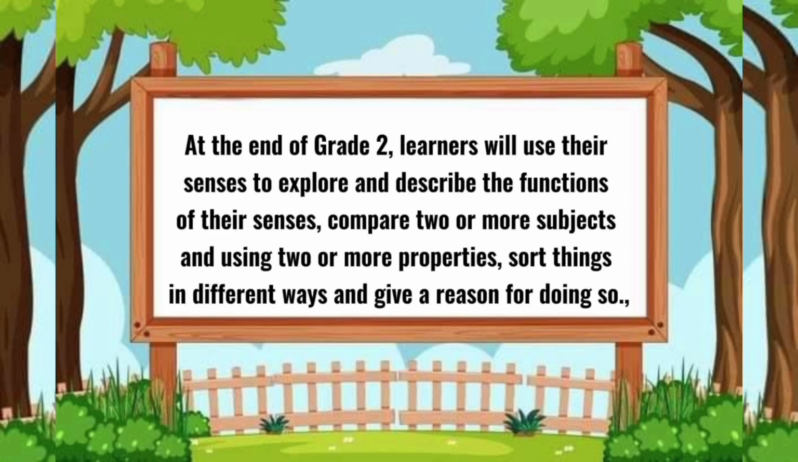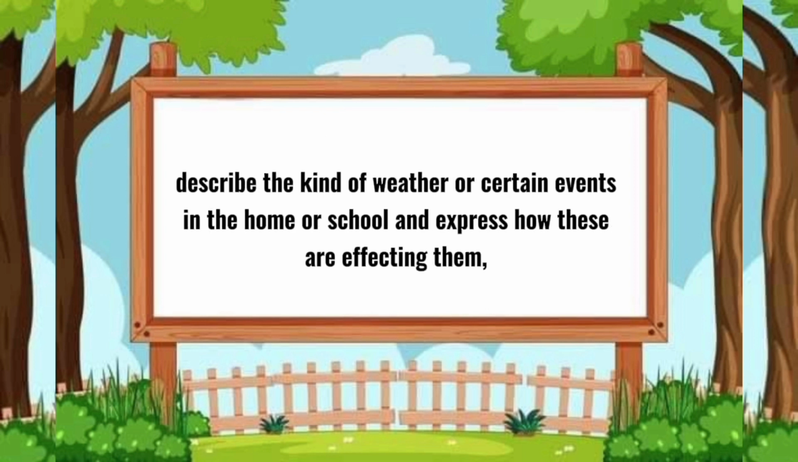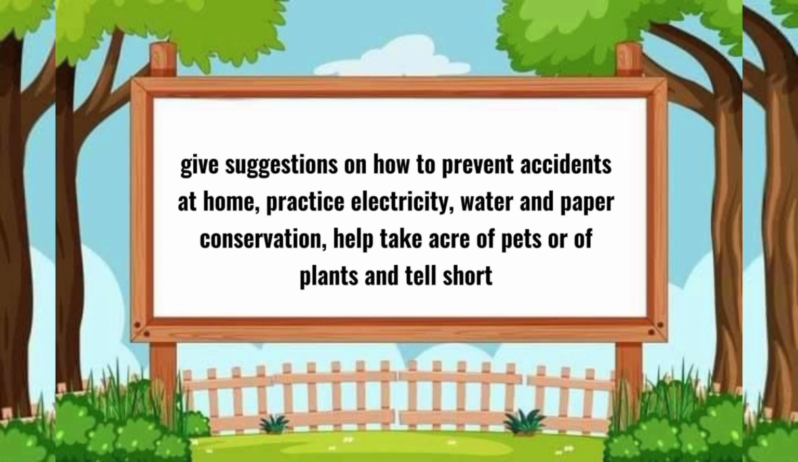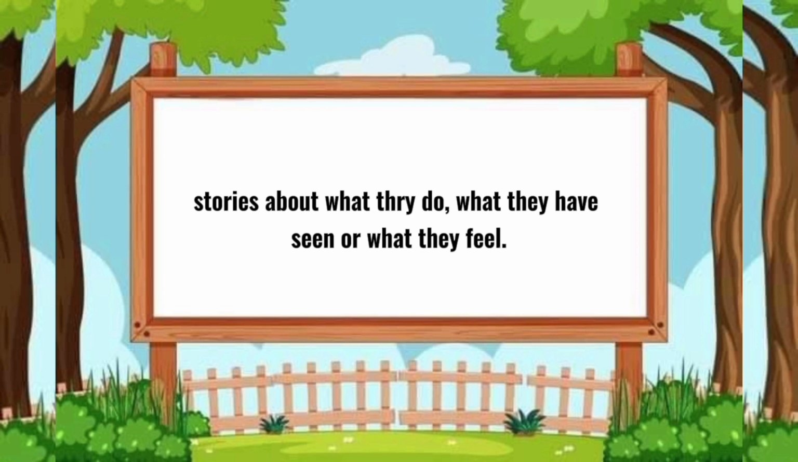At the end of grade 2, learners will use their senses to explore and describe the function of their senses, compare 2 or more objects using 2 or more properties, sort things in different ways and give a reason for doing so, describe the kind of weather or certain events in the home or school and express how these are affecting them, do simple measurements of length, tell why some things around them are important, decide if what they do is safe or dangerous, give suggestions on how to prevent accidents at home, practice electricity, water, and proper conservation, help take care of pets, plants, and tell short stories about what they try to do, what they have seen, or what they feel.